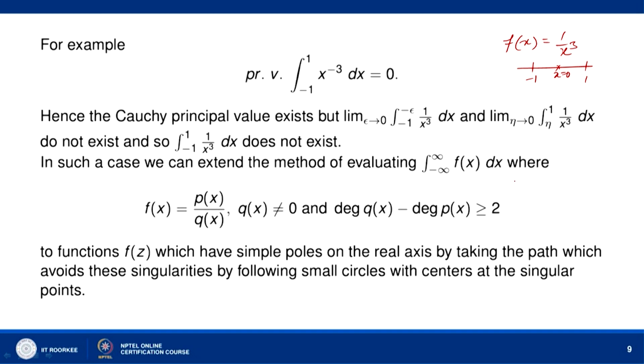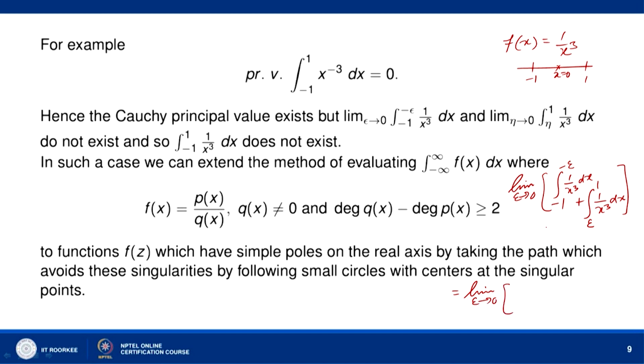So, Cauchy principal value exists means limit epsilon tends to 0 of integral over minus 1 to c minus epsilon, c is 0 here. So, minus epsilon, 1 by x cube dx, plus we have then integral over c plus epsilon. So, c plus epsilon, c is 0, so we get epsilon to 1, 1 by x cube dx. So, let us see whether this limit exists.